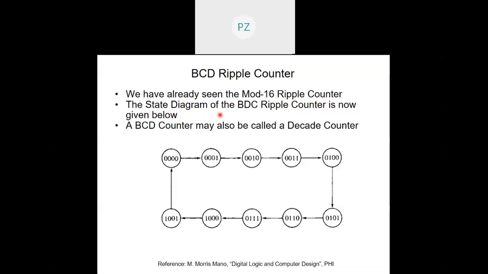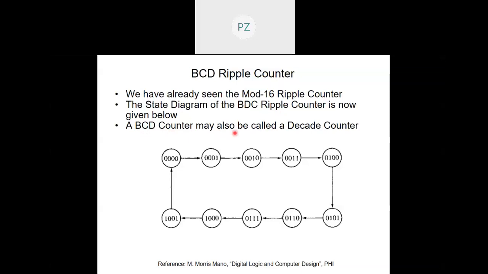Now suppose I want to have a BCD ripple counter. How do I design a BCD ripple counter? BCD means I'm counting in decimal, binary coded decimal. So I should have 0, 1, 2, 3, 4, 5, 6, 7, 8, 9, 0. Modulo 16 means 0, 1, 2, 3, 4, 5, up to 15, and after 15 it gets reset to 0. But over here, a BCD ripple counter means a modulo 10 counter: 0, 1, 2, 3, 4, 5, 6, 7, 8, 9 and back.